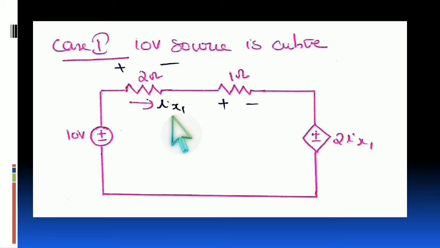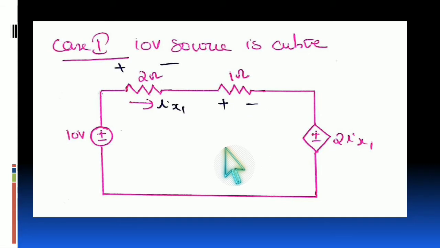As you know, current always flows from higher potential to lower potential. Since it is flowing from left to right, we mark a positive polarity at left and negative polarity at right. Similarly, Ix1 flows through this 1 ohm from left to right. So we mark a positive polarity at left and negative polarity at right.